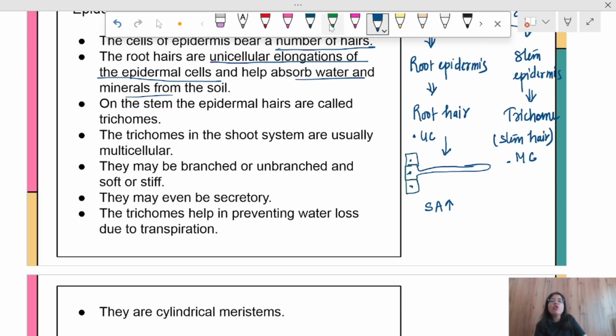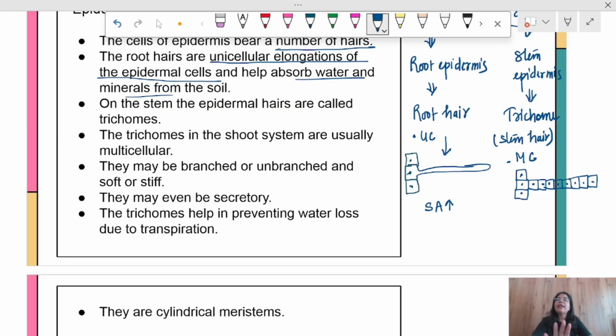On the other hand, trichome is multicellular. What is the meaning here? If I simply draw it like this, so here as a result of cell division, you will find this structure getting formed. This is multicellular structure. You can see multiple cells here, right?